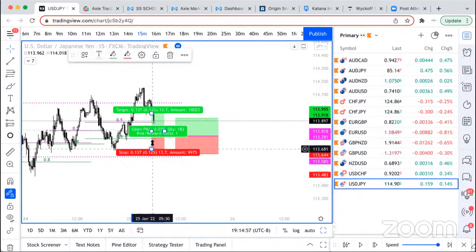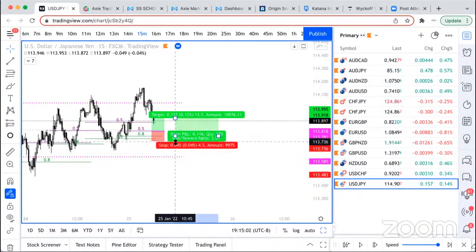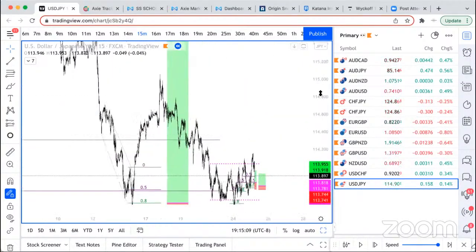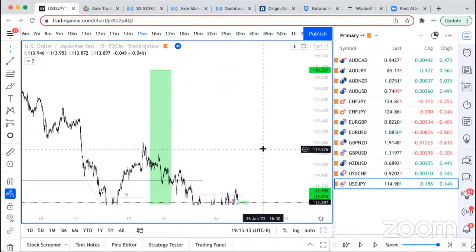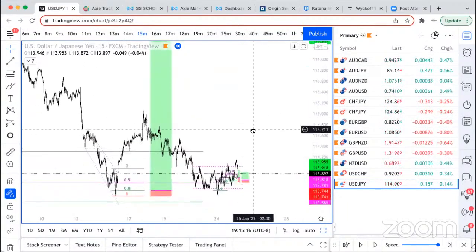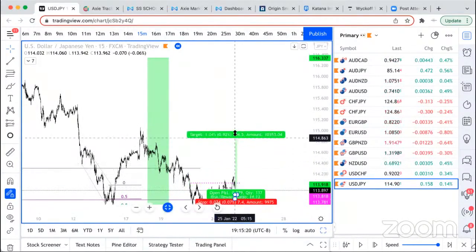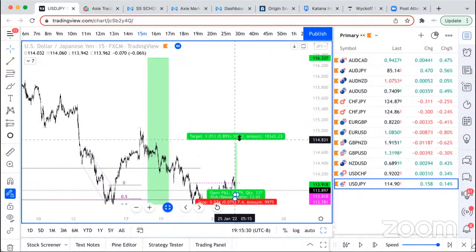So we have our 50% order. We have our 80% order. And our target is still going to be the high all the way up here. Obviously, this is more of a longer term target. We would definitely have some lower targets, especially once we come back and take out this high. Yeah, that would be our first target.